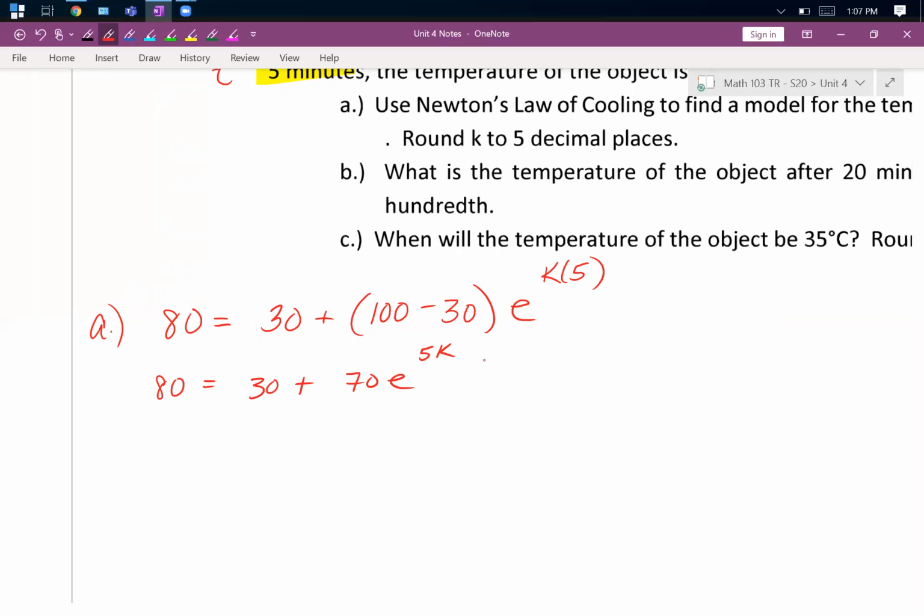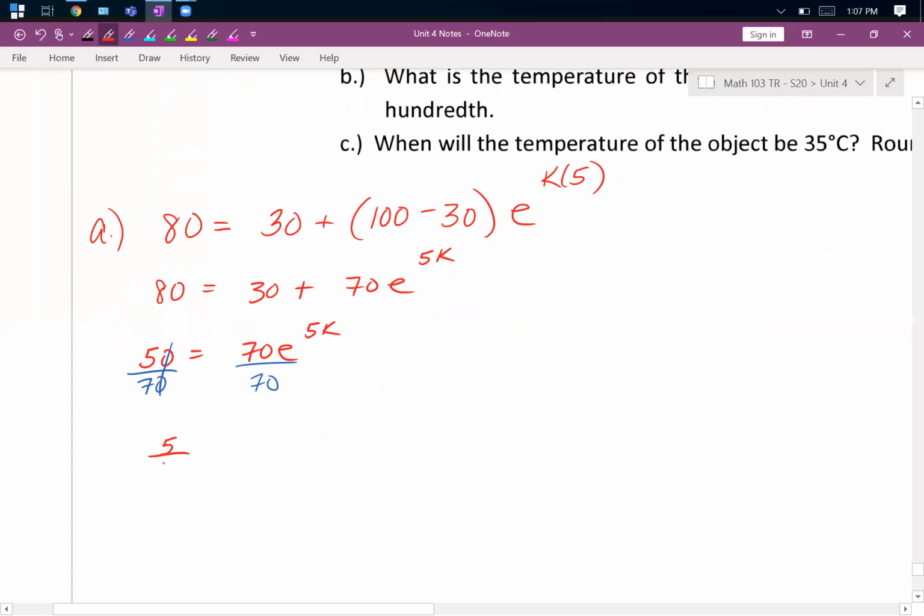Now we want to solve for K. It's in the exponent, so we're following our steps for solving exponential equations. We'll start by isolating the exponential. So let's subtract 30 from both sides. And then we'll divide by 70. That simplifies nice, so I'd probably take it down to 5/7. If it didn't simplify nice, I'd just leave it.